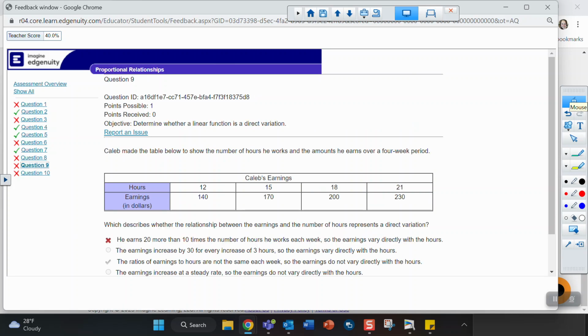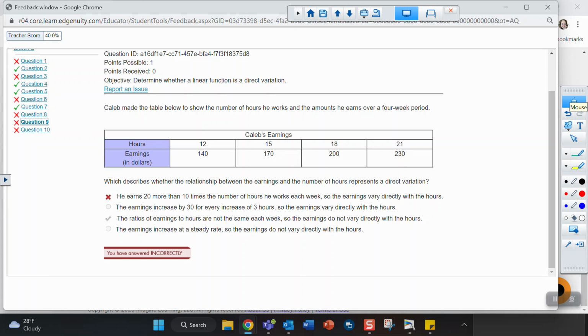Question 9, this is another new one. We didn't see this one earlier. Caleb made the table below to show the number of hours he works and the amounts he earns over a 4-week period. Which describes whether the relationship between the earnings and the number of hours represents a direct variation? In order for it to be direct variation, two things have to happen. One, 0, 0 has to make sense in this situation. If Caleb works 0 hours, he is going to earn $0.